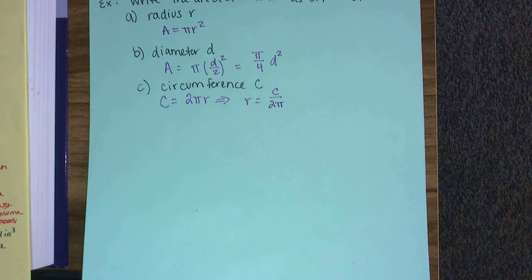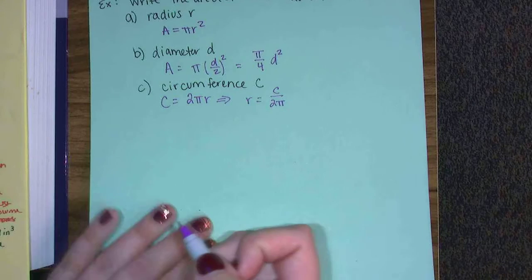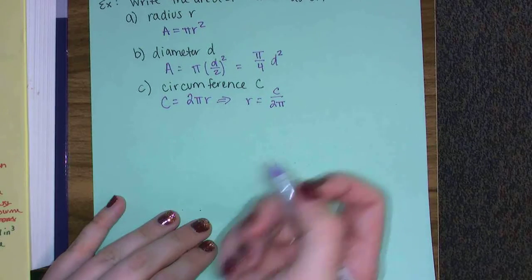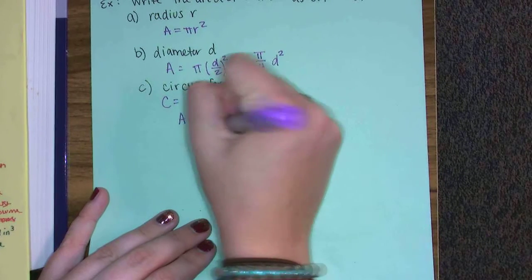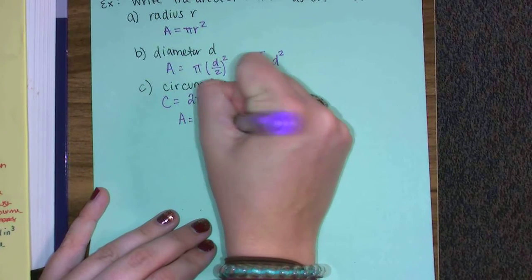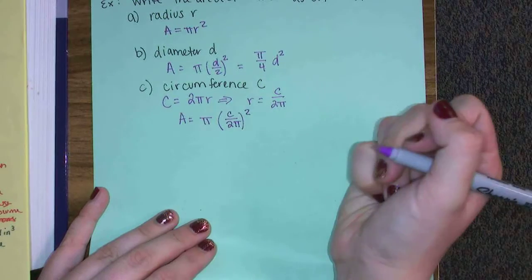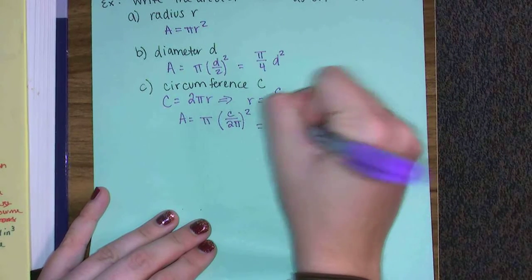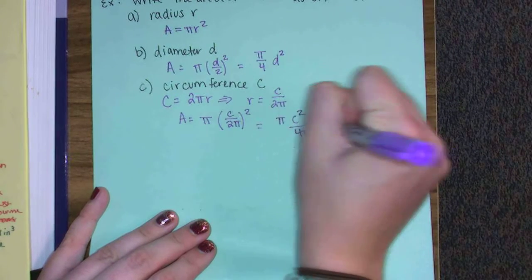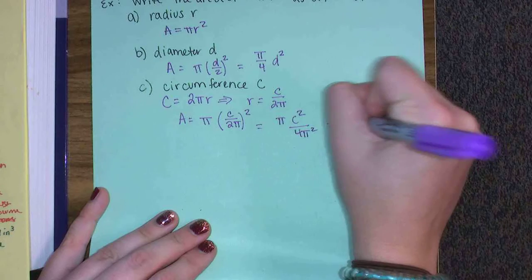Okay, and now what do I need to do this as area? A equals pi times c over 2 pi squared. Okay, and then that simplifies into pi c squared over 4 pi squared, which goes down to c squared over 4 pi.